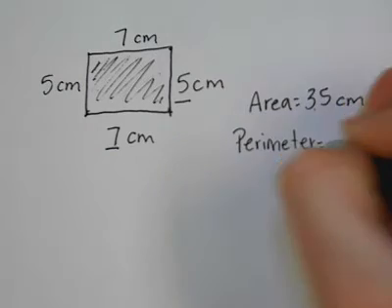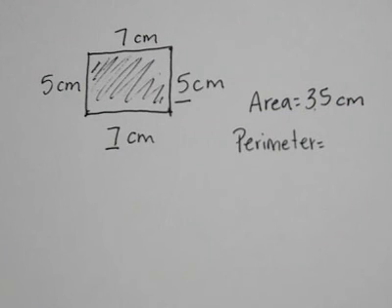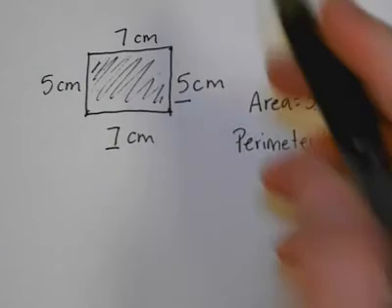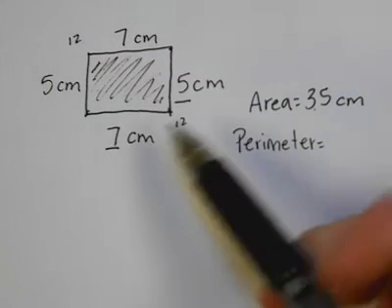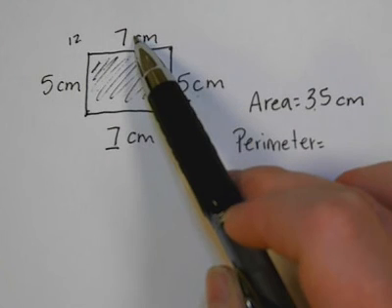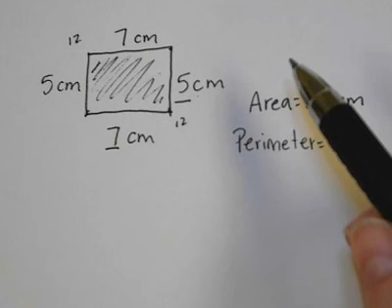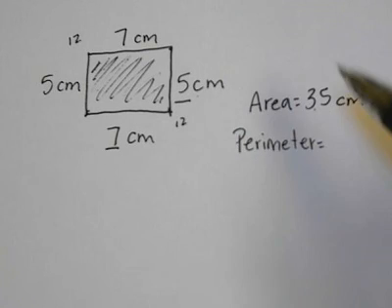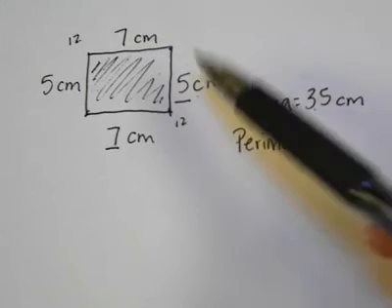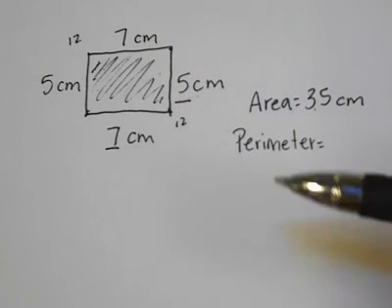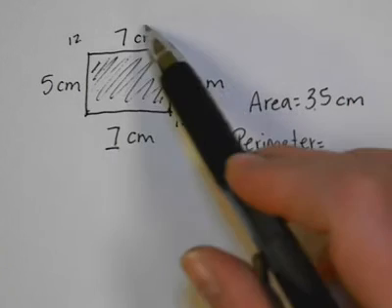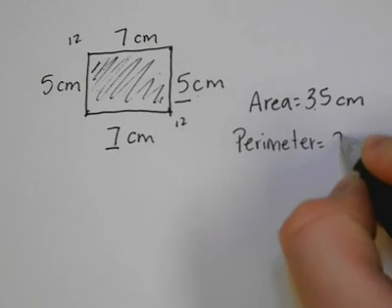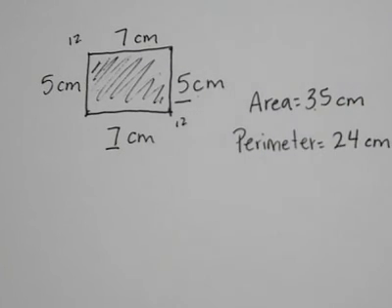Now students can add these numbers any way that they feel most comfortable. Some will say 7 plus 5 is 12, 5 plus 7 is 12, 12 plus 12 is 24. That's fine. Some will say 7 plus 5 is 12, plus 7 more is 19, plus 5 more is 24. That's fine too. Others might say 7 plus 7 is 14, 5 plus 5 is 10, 14 plus 10 is 24. Really, it doesn't matter, as long as they know that they're adding up all four sides to get 24. It's whichever way they feel the most comfortable with.